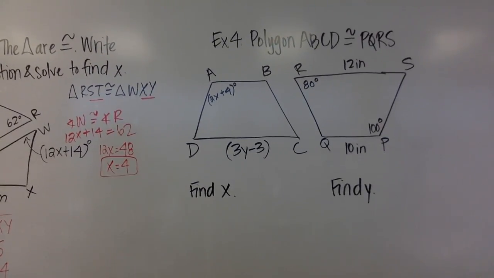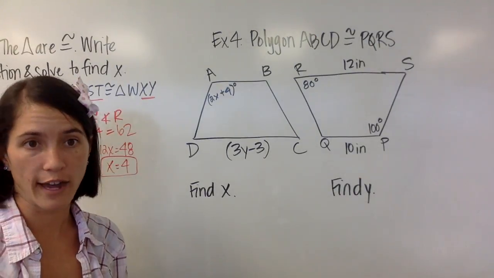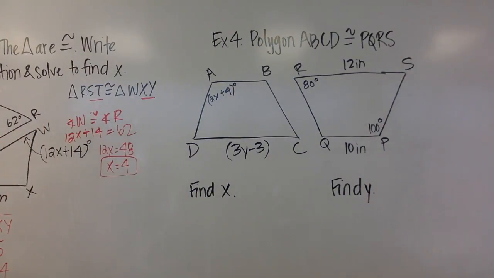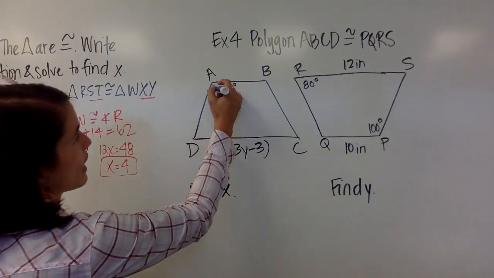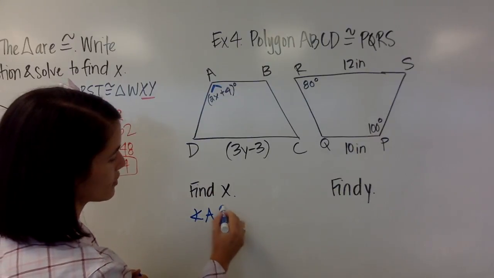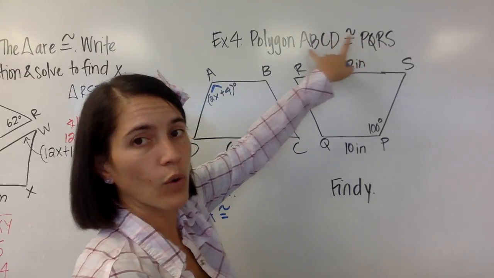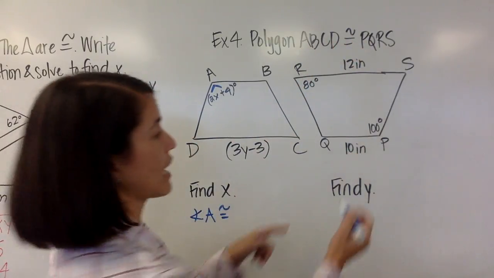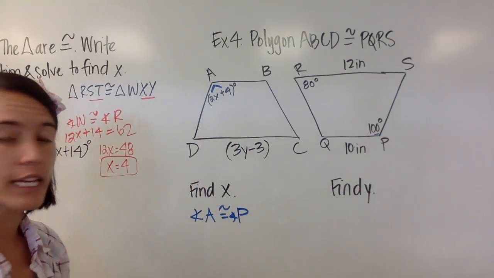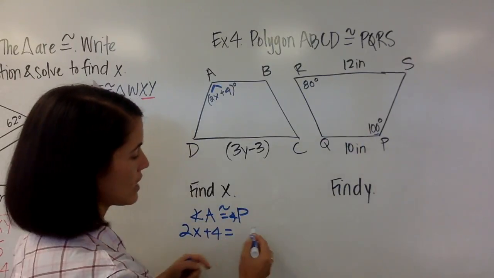All right, example 4. Polygon ABCD is congruent to polygon PQRS. In this example, I want you to find x and I want you to find y. To find x, angle A right here is congruent to angle P. Do you see how I'm using the position and my ordering? You might get confused and think it's R, but it's actually angle P. So angle A is congruent to angle P. Well, I know that angle A is 2x plus 4, and angle P is 100.